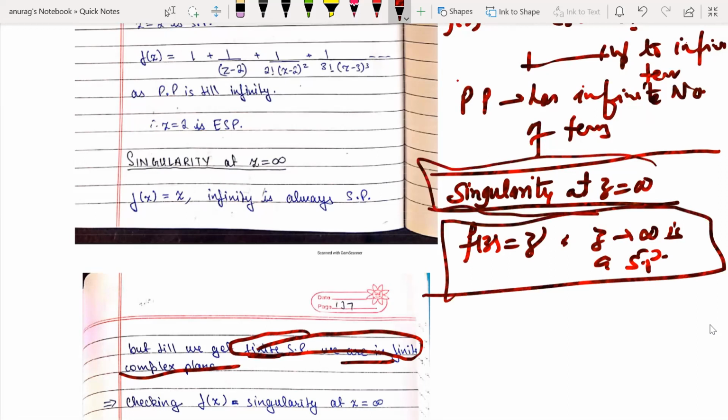If infinity is not asked, then never take infinity as a singular point. Because if infinity is not asked, it means you are dealing in the finite complex plane and you are excluding infinity. But in some example or question, if it is particularly asked to check the singularity at z equal to infinity, then only you have to apply this trick. Otherwise, there is no need to check singularity at z equal to infinity because we suppose that we are dealing in the finite complex plane only.